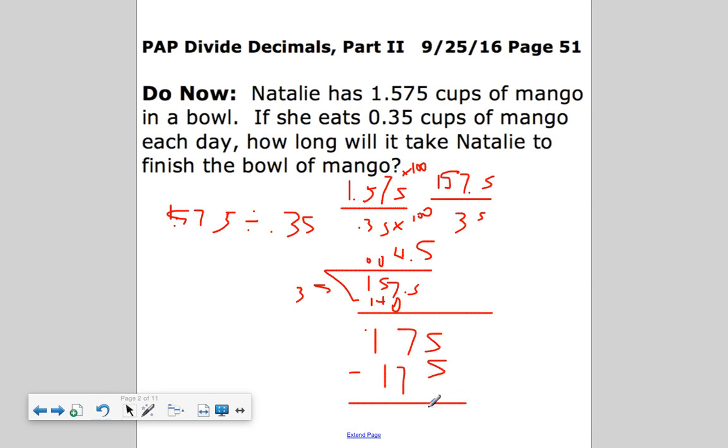So how long will it take her to finish this bowl of mango? So on the first day she eats 3,500. Next day 3,500. Next day 3,500. Next day 3,500. And then a half day period, she'll finish up her mango. So how many 3,500s go into 15,750,000? 4.5.